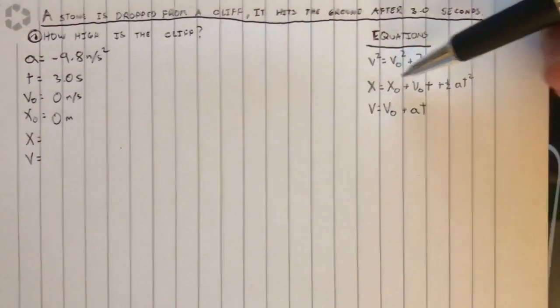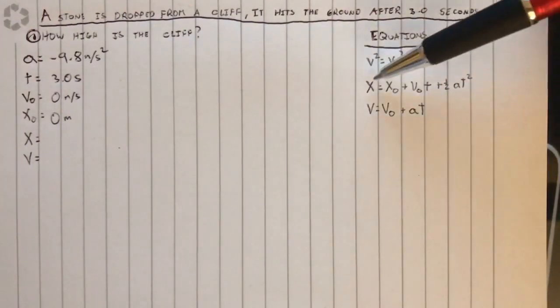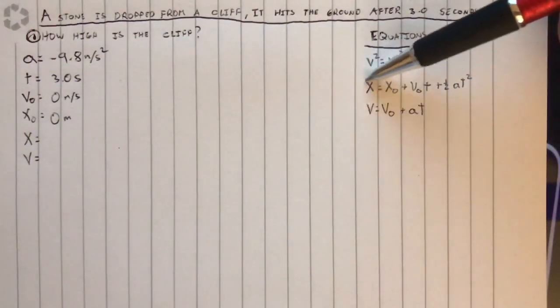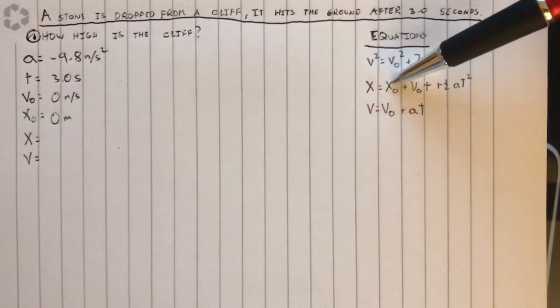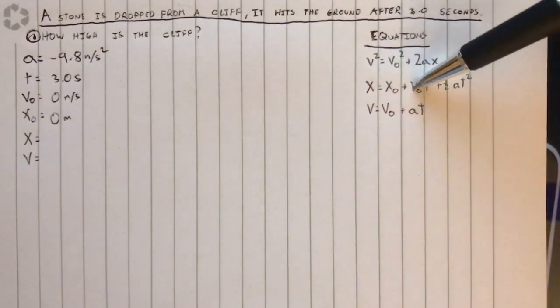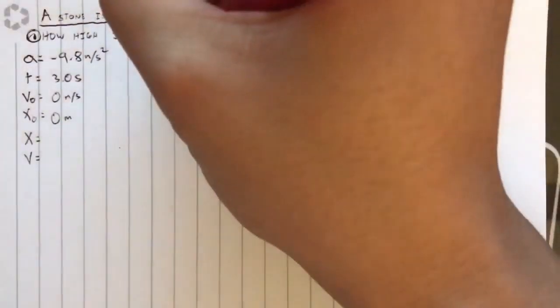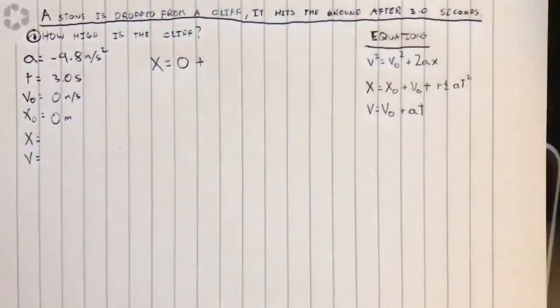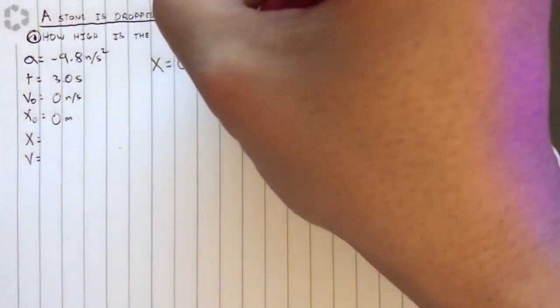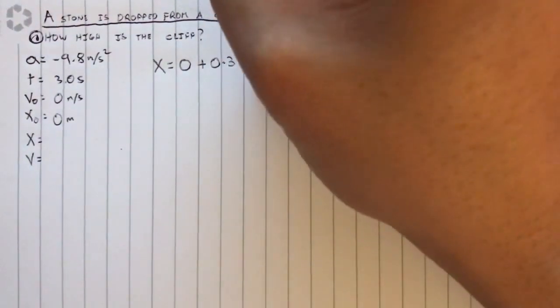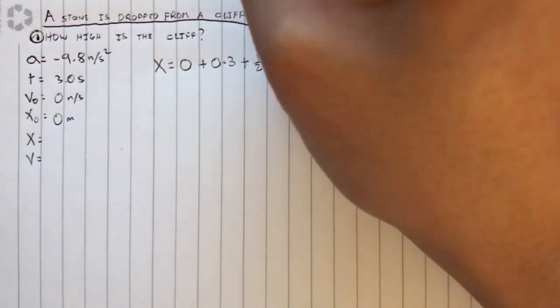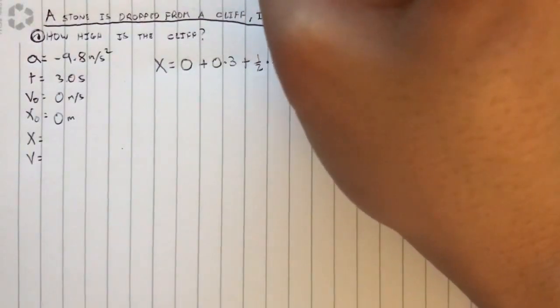To solve this, we're going to use this middle equation because we have how high the cliff is, x, what we're solving for. We have our initial x, our initial velocity, and we have time and acceleration. So let's solve this. Our final position equals our initial position, which is 0, plus our initial speed times our time, which is 3, plus 1/2 times our acceleration times our time squared.